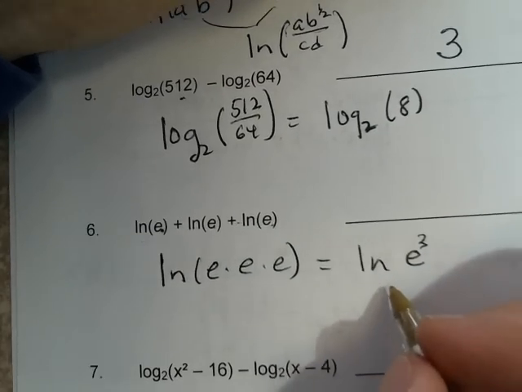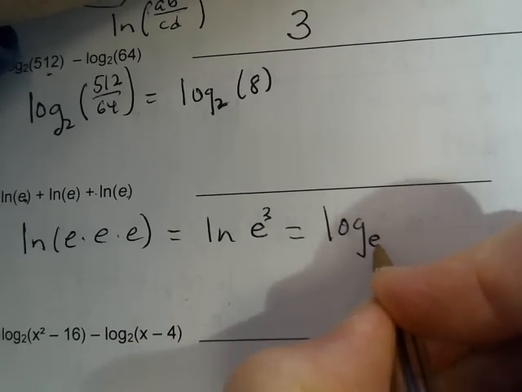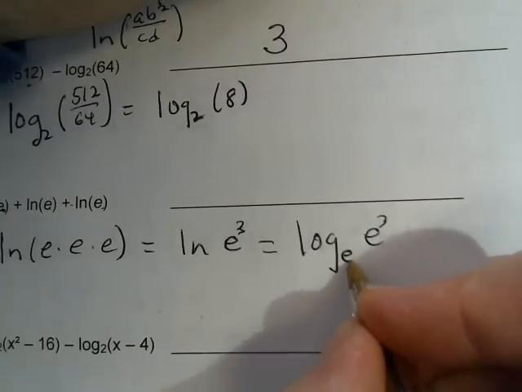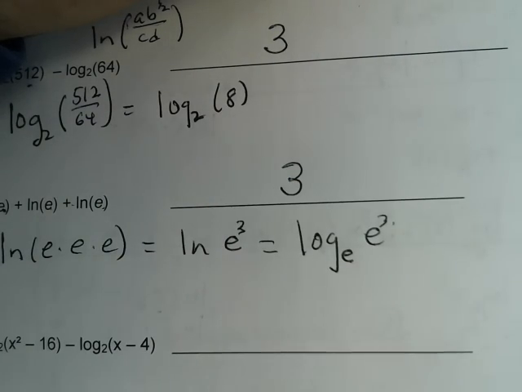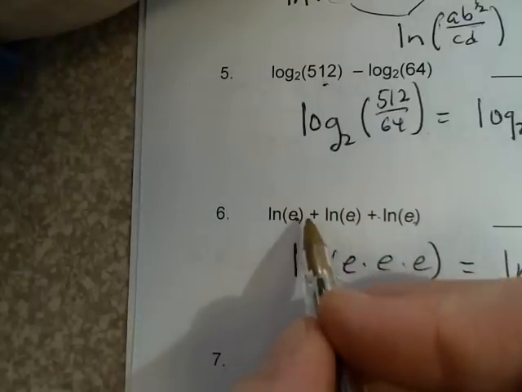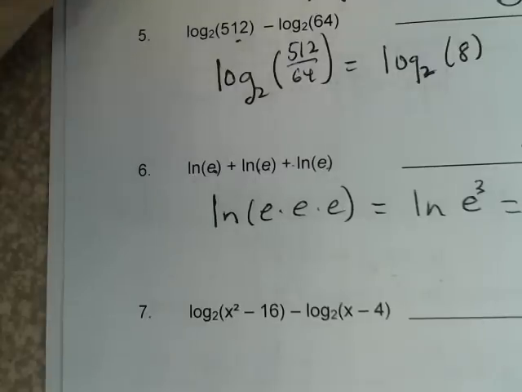And we can always rewrite the natural log as log base E of E cubed. We could say, well, E to the what power is equal to E cubed? Well, E to the third power is equal to E cubed, so that answer is 3. We could have also said log base E of E is 1 plus 1 plus 1 equals 3. There are several ways to do these problems.